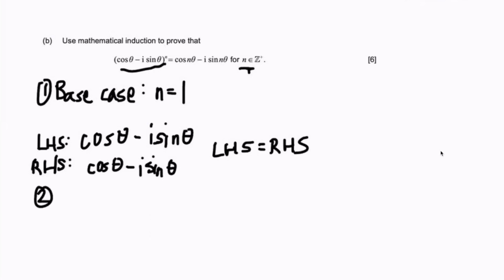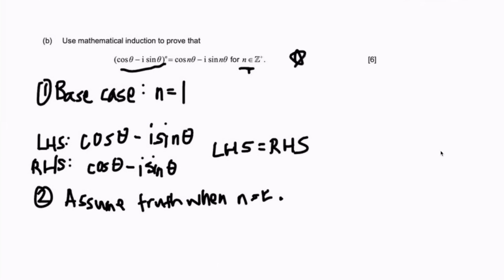So our next step is the inductive hypothesis. Remember, that's where we assume truth when n is equal to k. So what does this mean? Well, this just means that when we substitute n as k into our original equation up here, when we substitute n is equal to k, the resulting equation is going to be true.